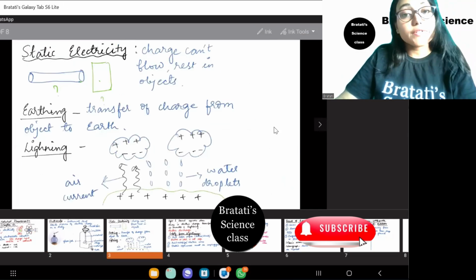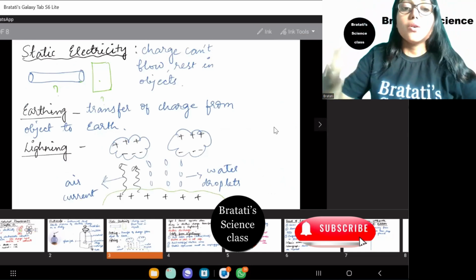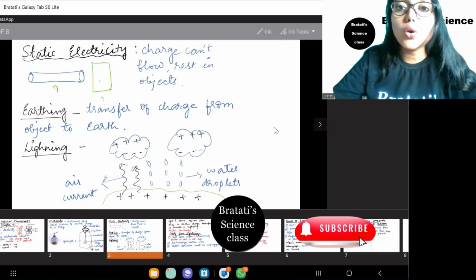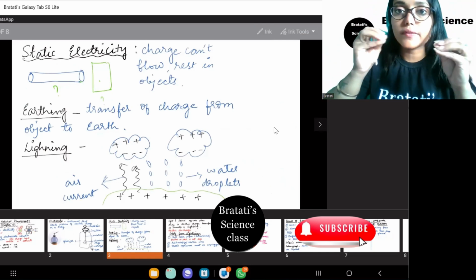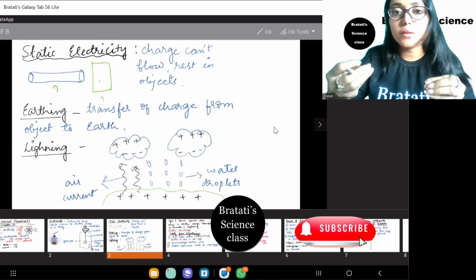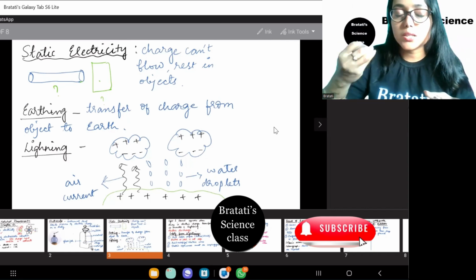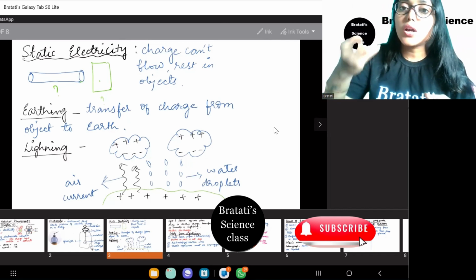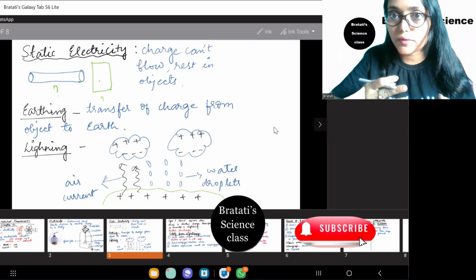Now, electricity can be of two types, static and current flow. Static is when the electric charge is not flowing from one object to another, as you have seen with the pieces of paper and my comb. The charged body, that is the comb, was attracting the piece of paper to it. So here the electron is not flowing. It's static either in the comb or in the pieces of paper.